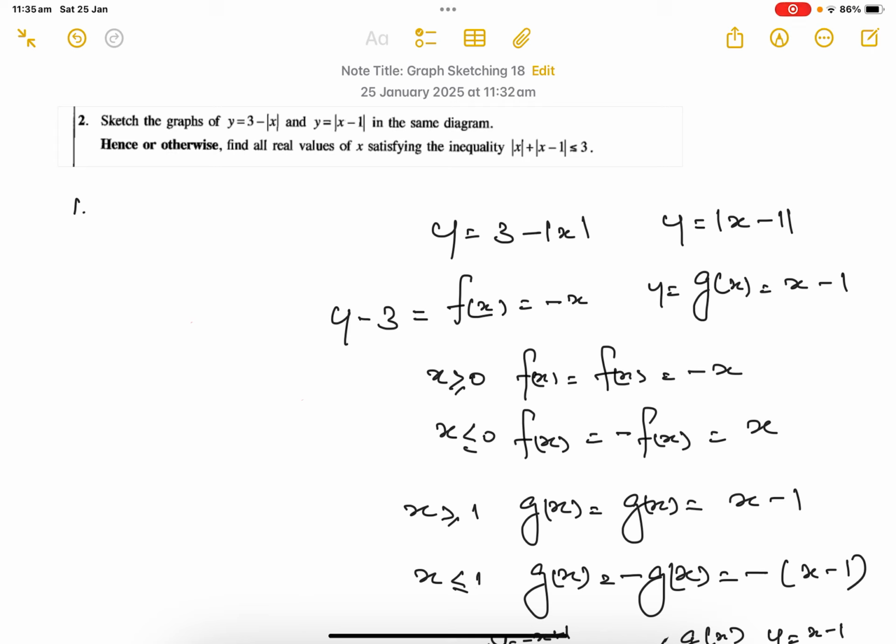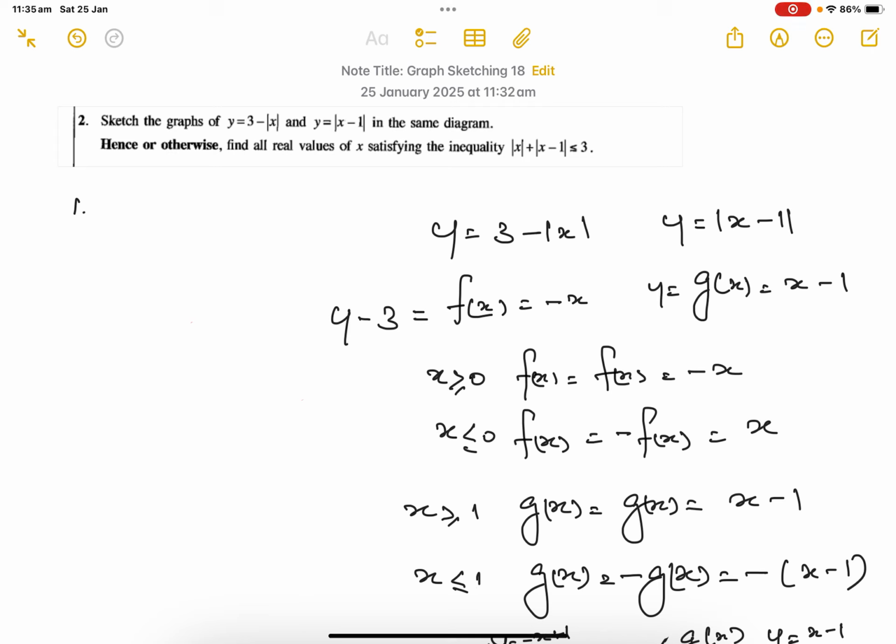It's the modulus involved, so for the x, we need to use the minus and plus format. For the first one, the modulus is just for the x, not 3 minus x. So I just wanted to bring that 3 to the left hand side, y minus 3, and then take that as the new y. Just imagine that as y. Just put f(x) instead of y. So y minus 3 is the f(x), that is equal to modulus x.